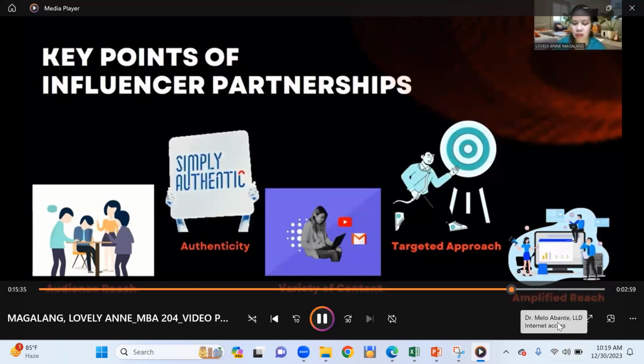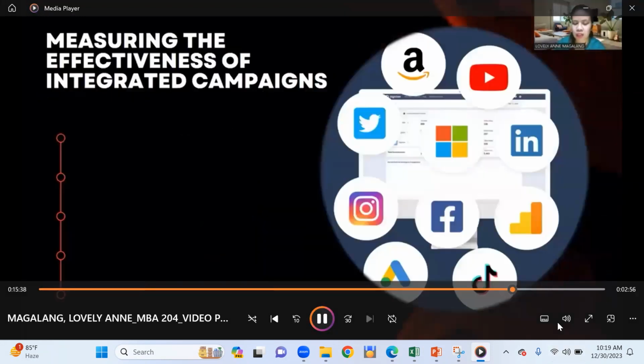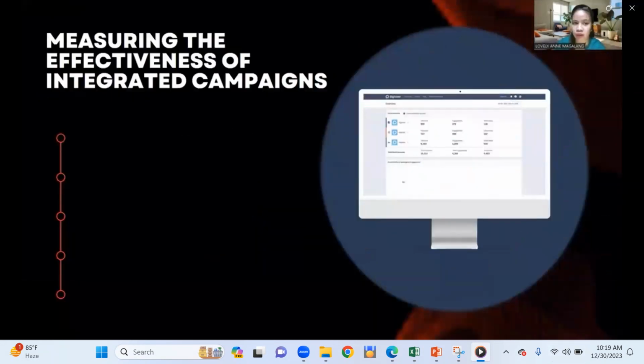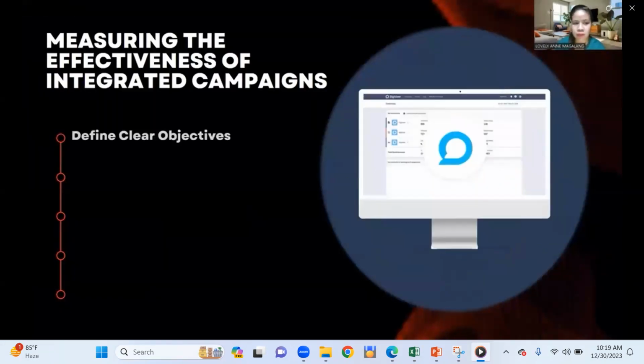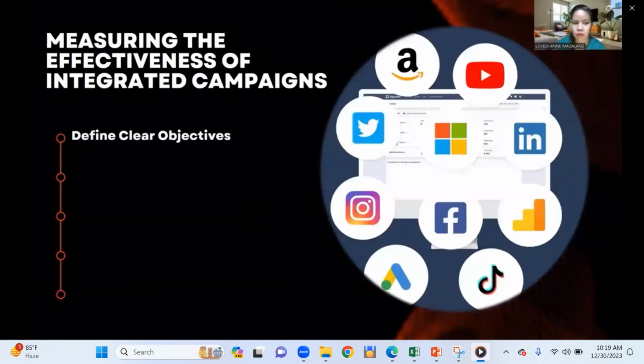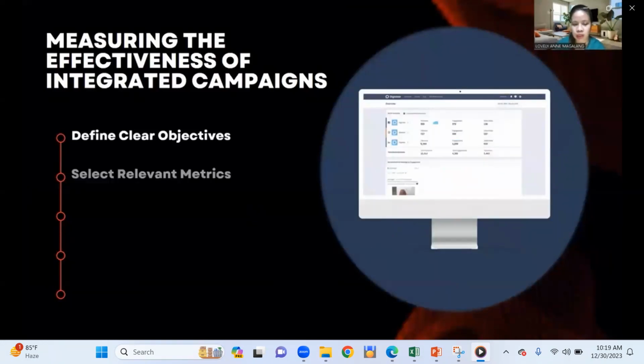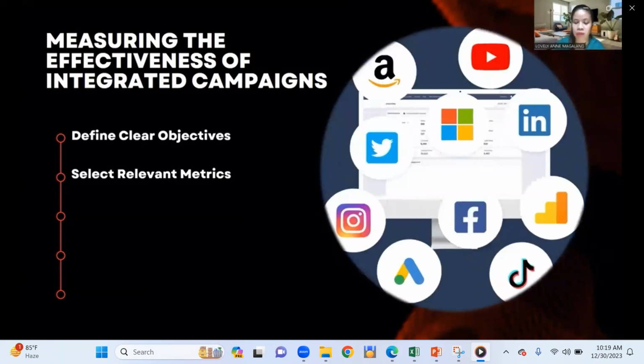And finally, let us talk about the measuring the effectiveness of integrated campaigns. Number 1, define clear objectives. Ano ba yung layunin mo? Of course, to increase brand awareness. Number 2 is select relevant metrics. You can measure the number of people who have exposed to your campaign messages.